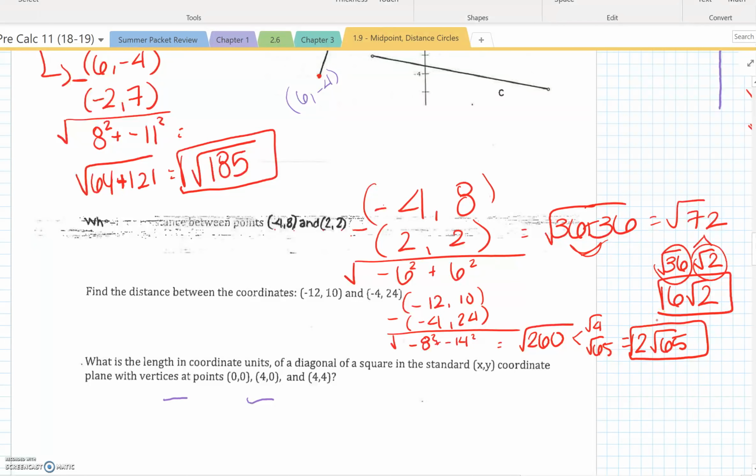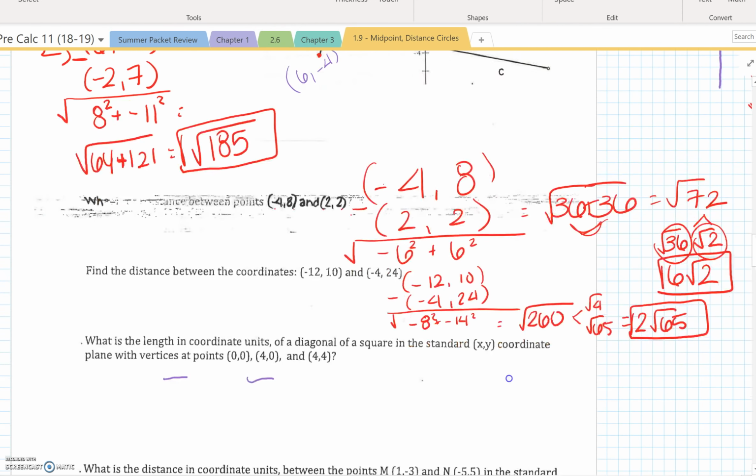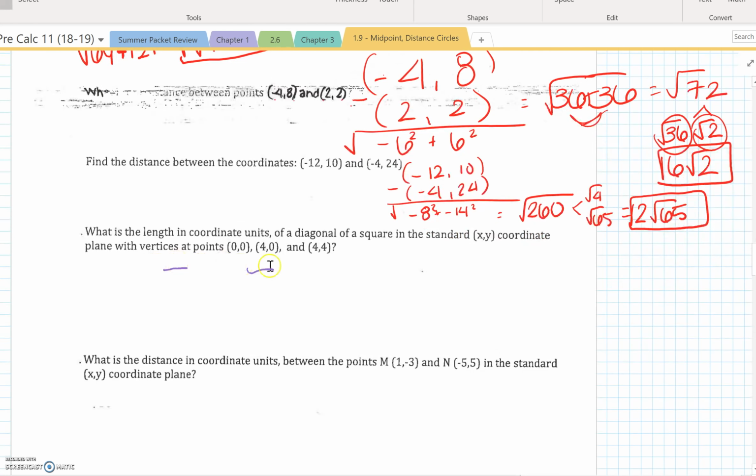So you should get 2 root 65. The next one, you don't have a graph here, but you can sketch one real quick. It wants to know what is the length of the diagonal of a square where the vertices are at (0, 0), (4, 0), (4, 4). And so obviously if this is a square, your other vertex would have to be here at (0, 4).